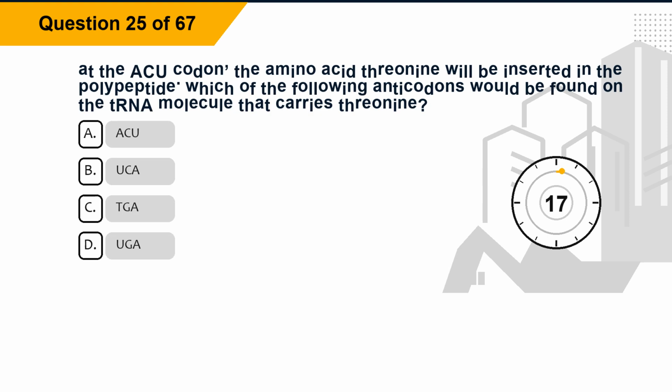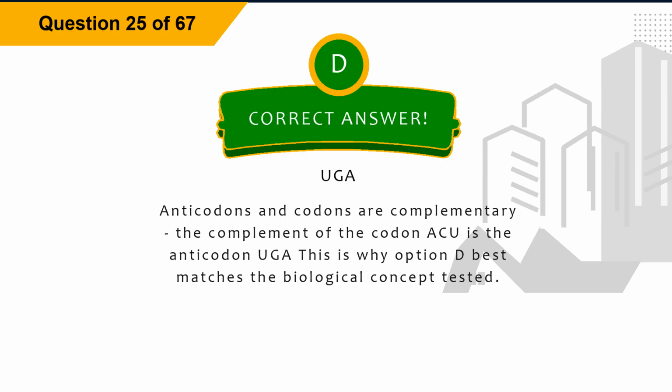Question 25. At the ACU codon, the amino acid threonine will be inserted in the polypeptide. Which of the following anticodons would be found on the tRNA molecule that carries threonine? Option A, ACU. Option B, UCA. Option C, TGA. Option D, UGA. The correct answer is option D, UGA.